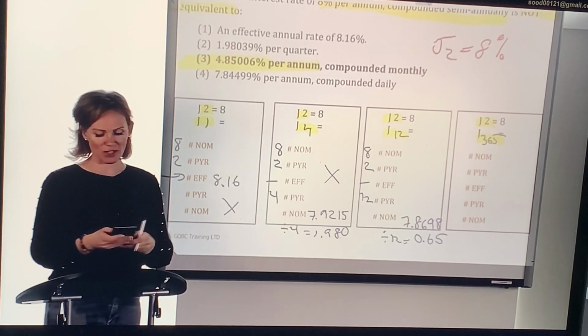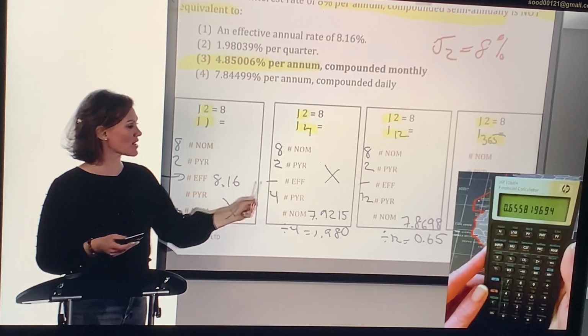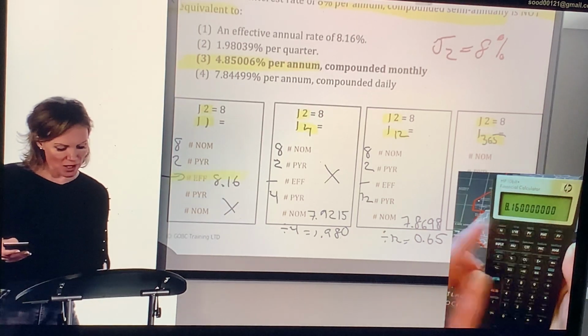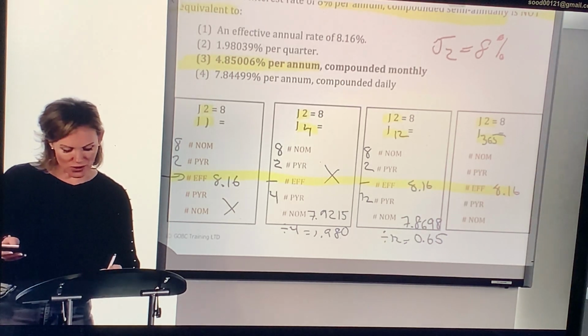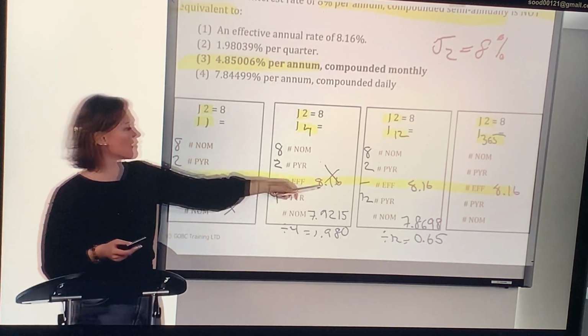Right, so what you can do, you can just press shift effective a couple of times until you come back to 8.16, because all of the effectives will be the same. This effective will not change. All of them will be 8.16. So sometimes it's just easy to press shift effective to come back to that and then continue to what they want.